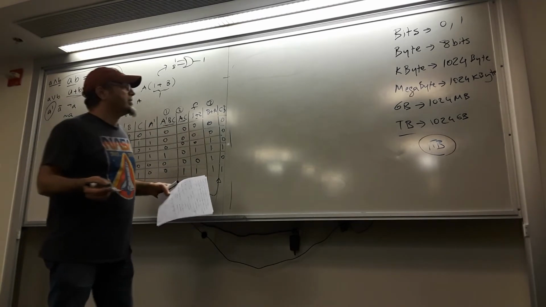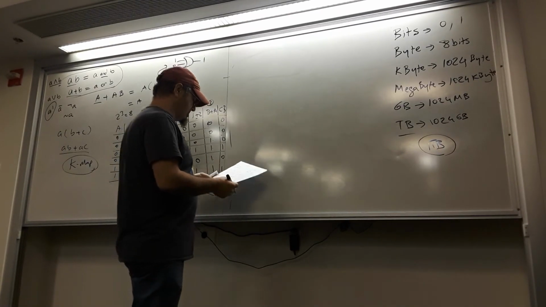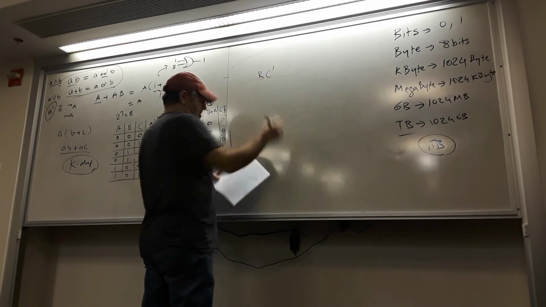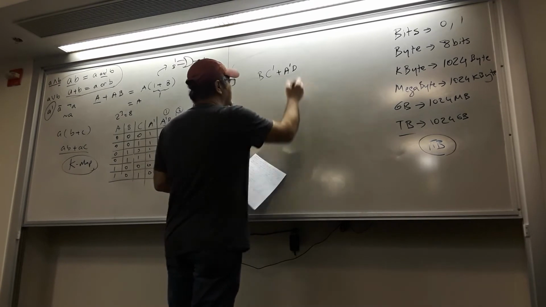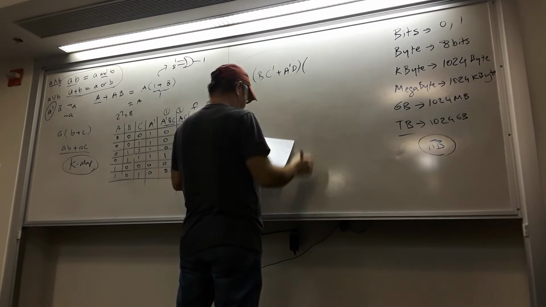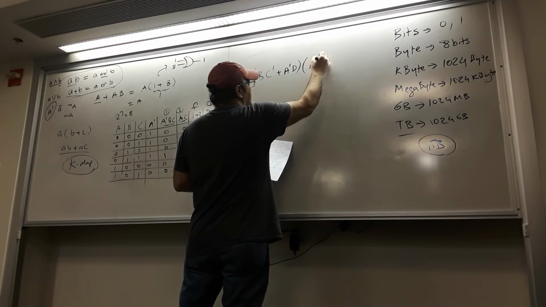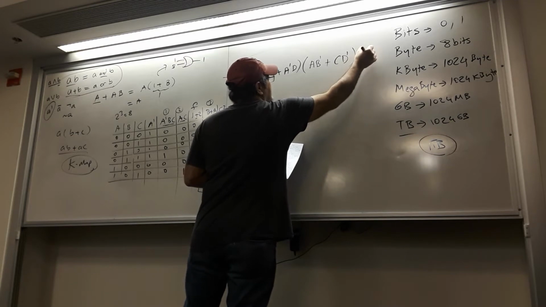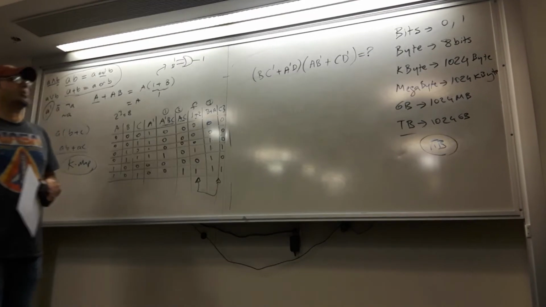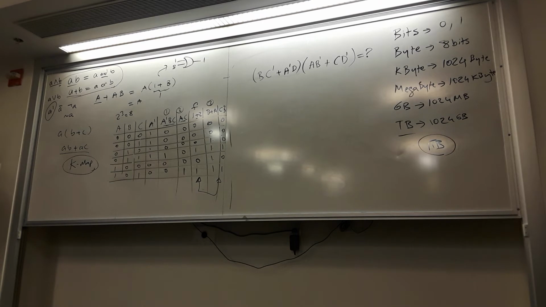But before I do that, I want to show you something, a nice example. B not C plus not A D, okay, and A not B or C not D. What do you think about this one? Okay, I'll give you two to three minutes for you to work on it and then see if you can come up with an answer. And I will actually give you an A for that.